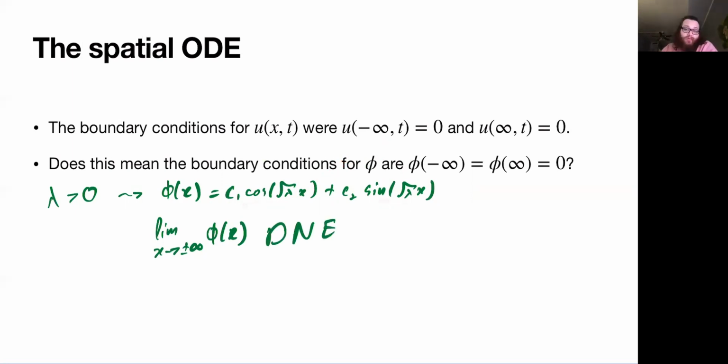So already we kind of have an issue. We would like to say the spatial piece is oscillatory in some sense and build up Fourier series from those building blocks. But if these are the boundary conditions we're using, that phi needs to go to 0 or be 0 as x goes to positive or minus infinity, well, already cosine and sine don't work, because for this phi, this doesn't hold.